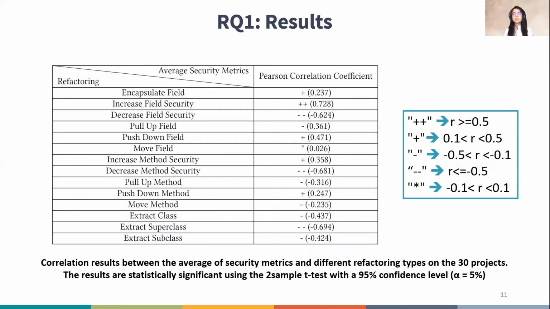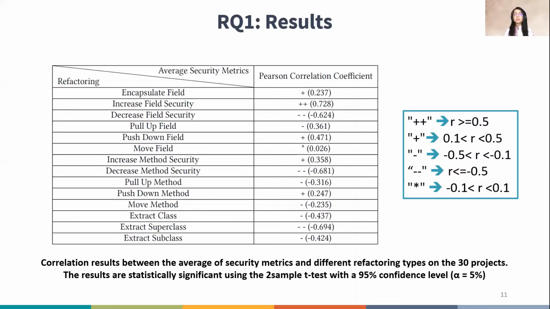This table summarizes the correlation between the different types of refactorings and average security metrics. The results show either a positive or negative correlation based on the Pearson correlation coefficient in all refactoring types except for the move field refactoring. So the symbol ++ means that the Pearson correlation coefficient has a value higher than 0.5. Minus means lower than minus 0.5. Plus means that the coefficient is between 0.1 and 0.5, and so on and so forth.